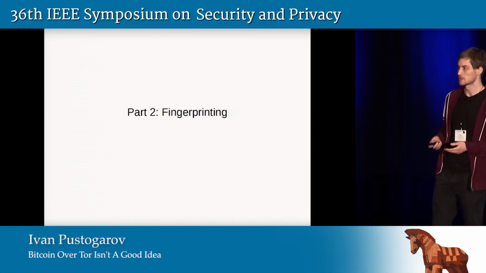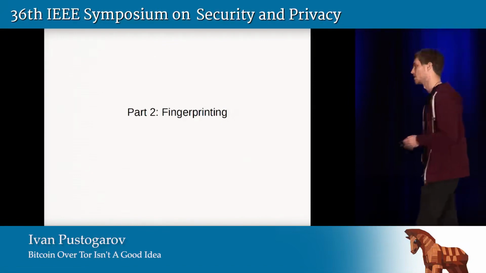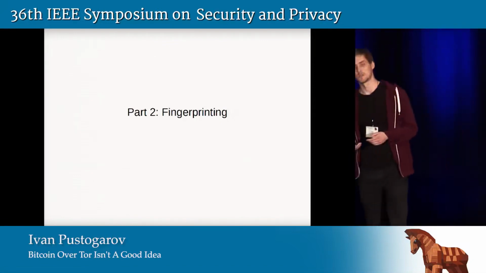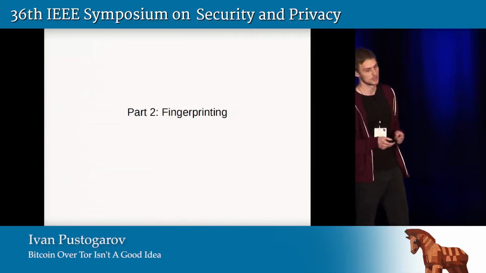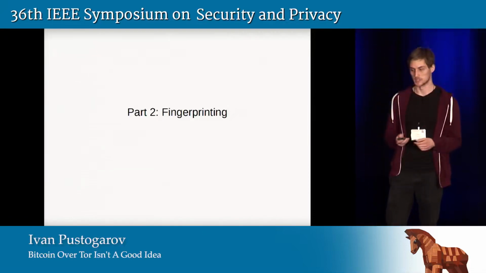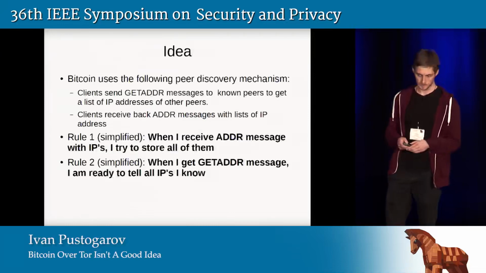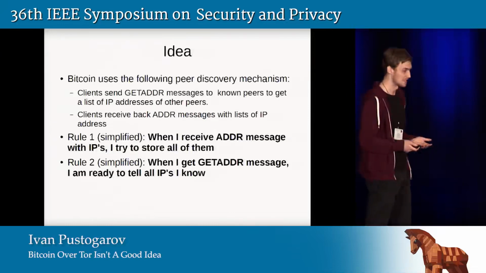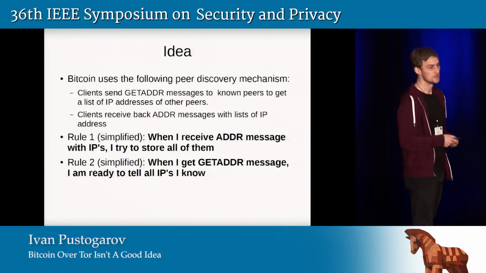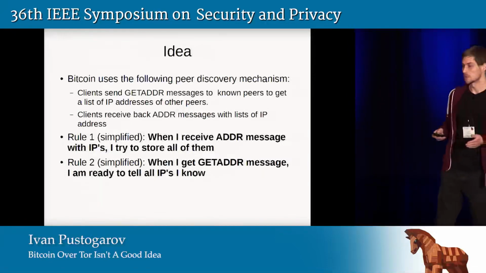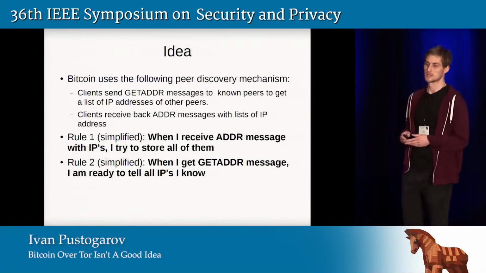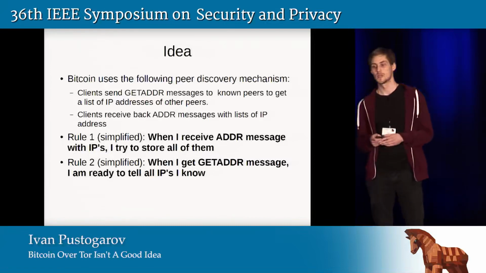So what we have right now is that all the connections of clients who decided to use Bitcoin over Tor go through the attacker's nodes. Let's see how we can fingerprint those clients. And the idea, again, is very simple. It is based on the Bitcoin peer discovery protocol. There are just two rules which we should take into account.